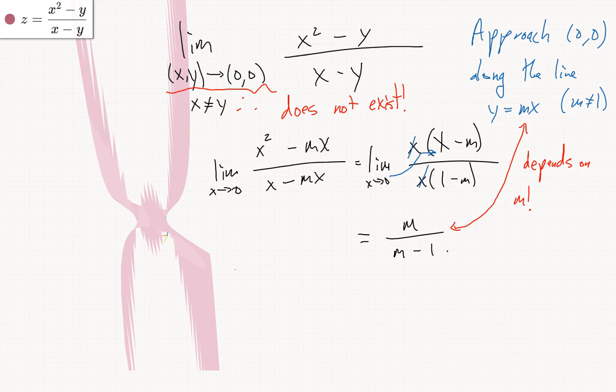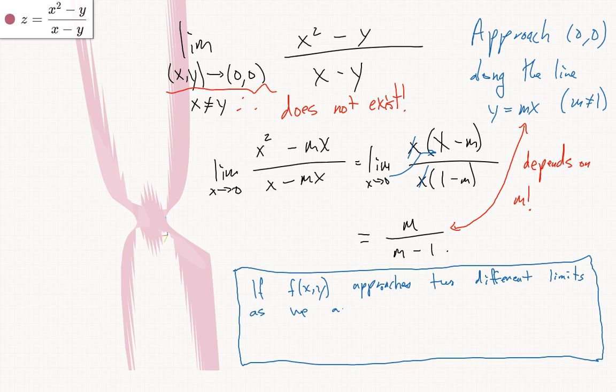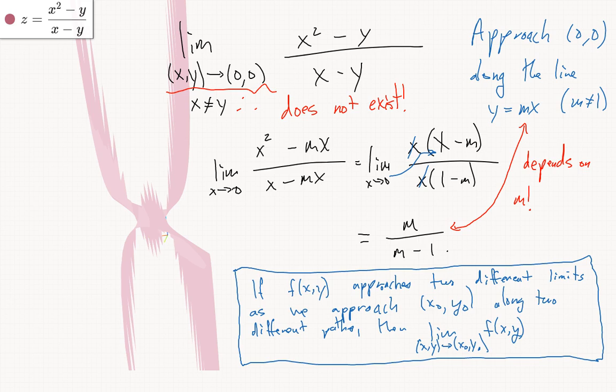So this demonstrates an important principle. If f(x,y) approaches two different limits as we approach (x0, y0) along two different paths, then the limit as (x,y) goes to (x0, y0) of f(x,y) does not exist.